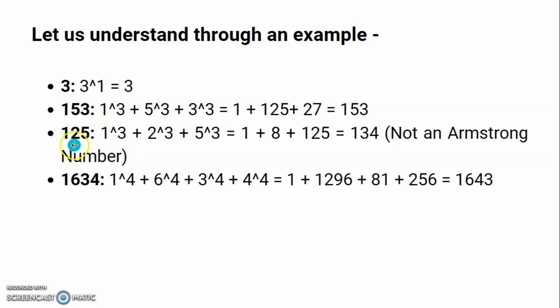Otherwise, for example, if you have 125, the sum comes out to be 134, which is not an Armstrong number. So this is the way to decide whether a number is an Armstrong number or not. Similarly for 1643, here we have 4 digits: 1, 2, 3 and 4. So each digit is raised to power 4 and we add them. So 1643, yes, this is an Armstrong number.